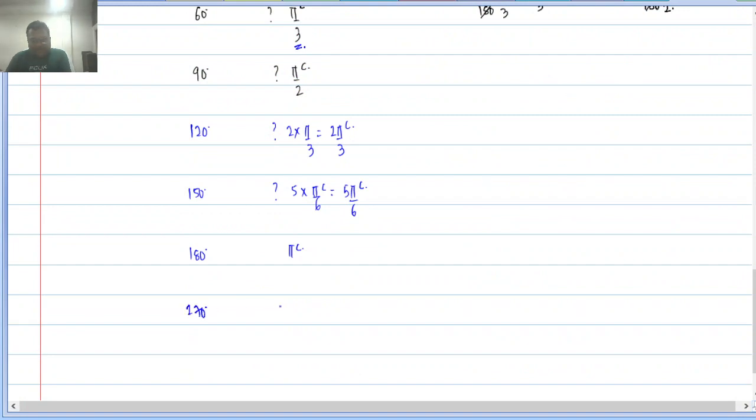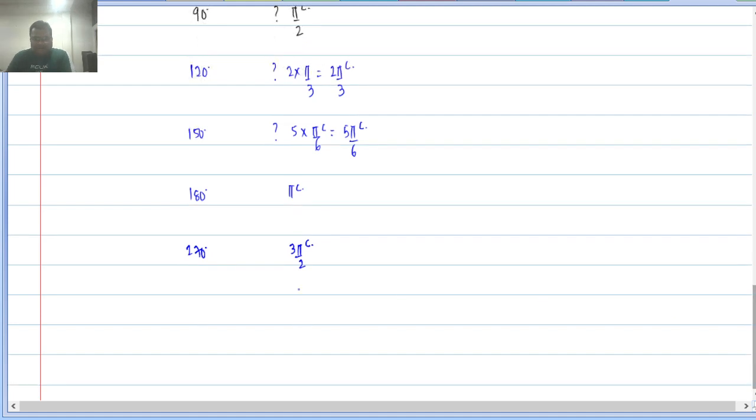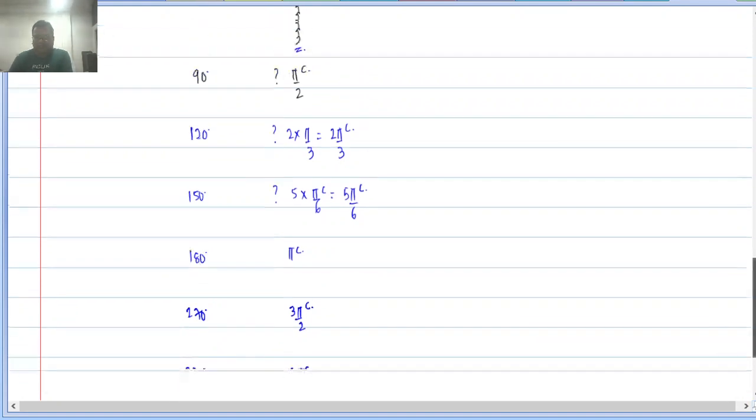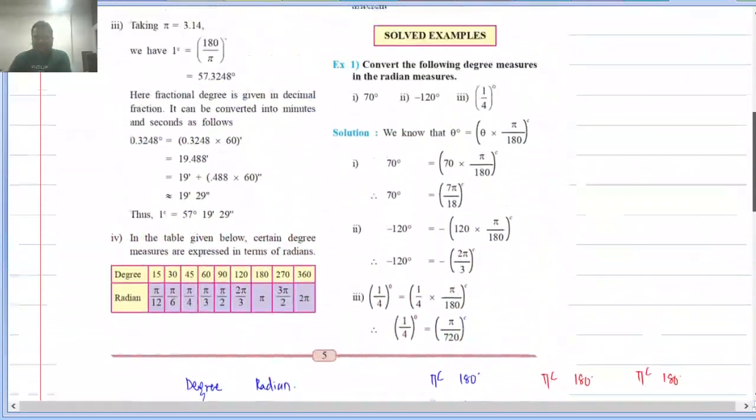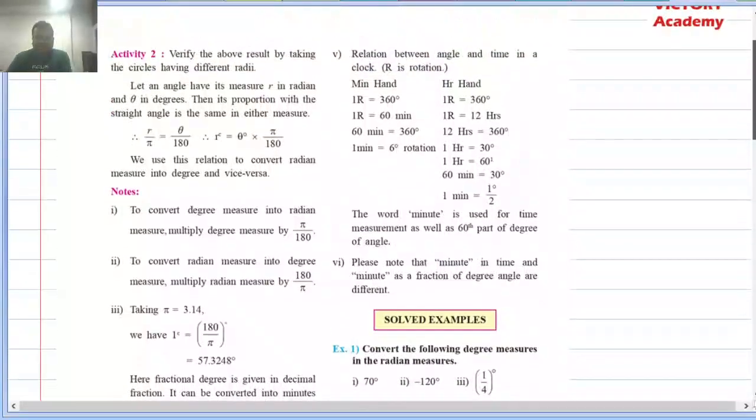We know that 270 is 3 into 90. But what is 90 degrees? Pi by 2. So 3 pi by 2 radians. Then 360 degrees. 360 degrees is 2 into 180. So 2 pi radians. Okay. So that takes care of many of the conversions.